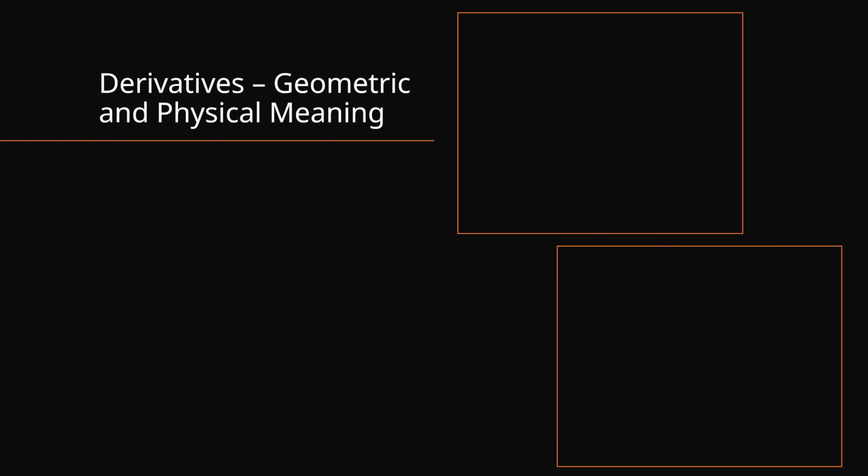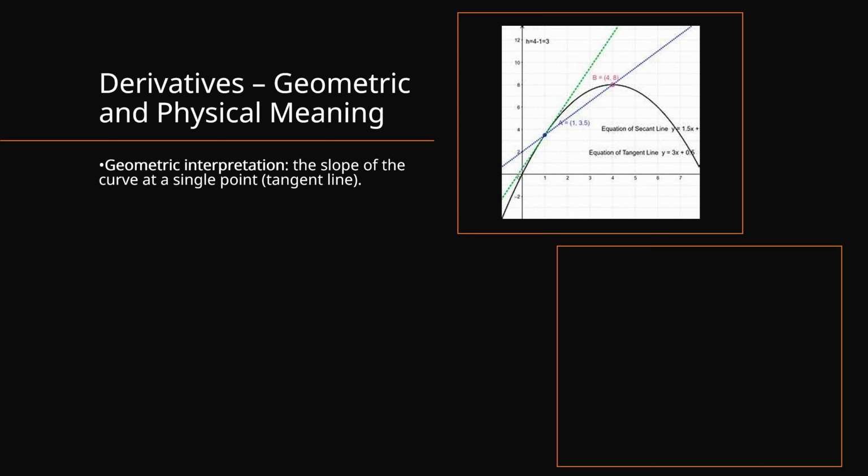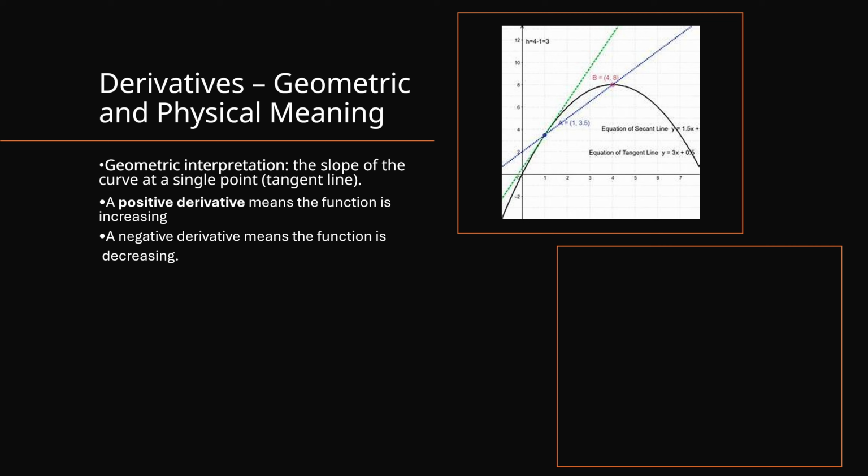Now derivatives, geometric and physical meaning. Geometrically, the derivative at a point is the steepness of the curve y equals f of x at that point. As we can see in the graph, there are two lines, one is a tangent and the other one is the secant. As we can see, a positive derivative means the function is increasing, and a negative derivative means the function is decreasing.